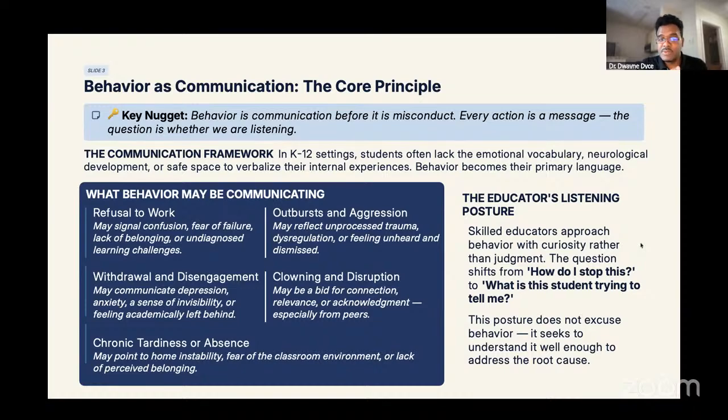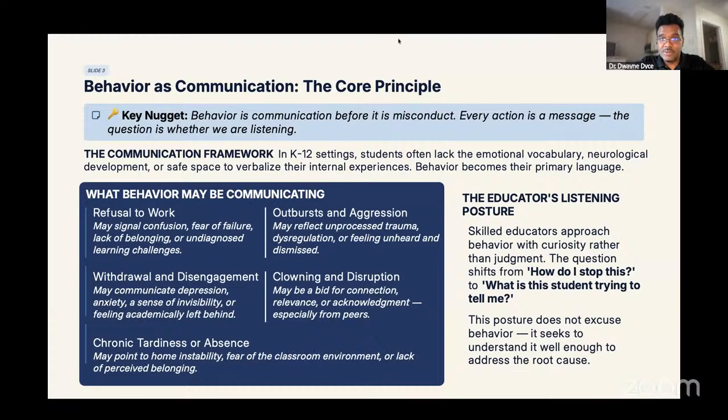And the last one in the blue here is chronic tardiness or absence. What does this tell us about students? They may be at a point where the home might be unstable. They might live in fear in the classroom environment as well. They might come to school with fear. They might lack a perceived sense of belonging. They might feel like that.